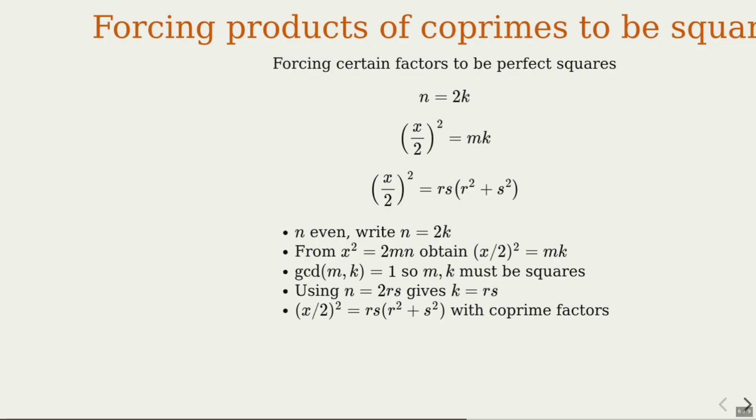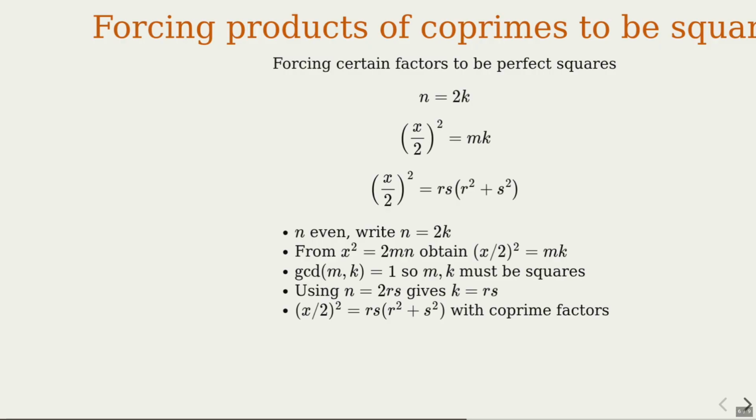On the other hand, in the second triangle, we also have n equals 2rs. Combining n equals 2k and n equals 2rs shows that k equals rs. Substituting into the equation for (x over 2) squared gives (x over 2) squared equals rs times (r squared plus s squared). Can you remind me why a product of two coprime numbers being a square forces each one to be a square? Think about prime factorization.